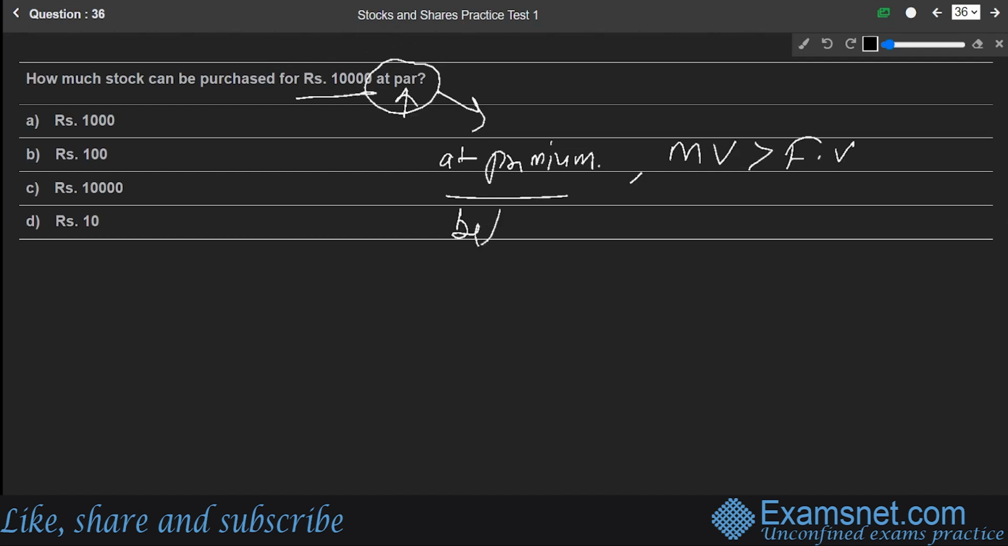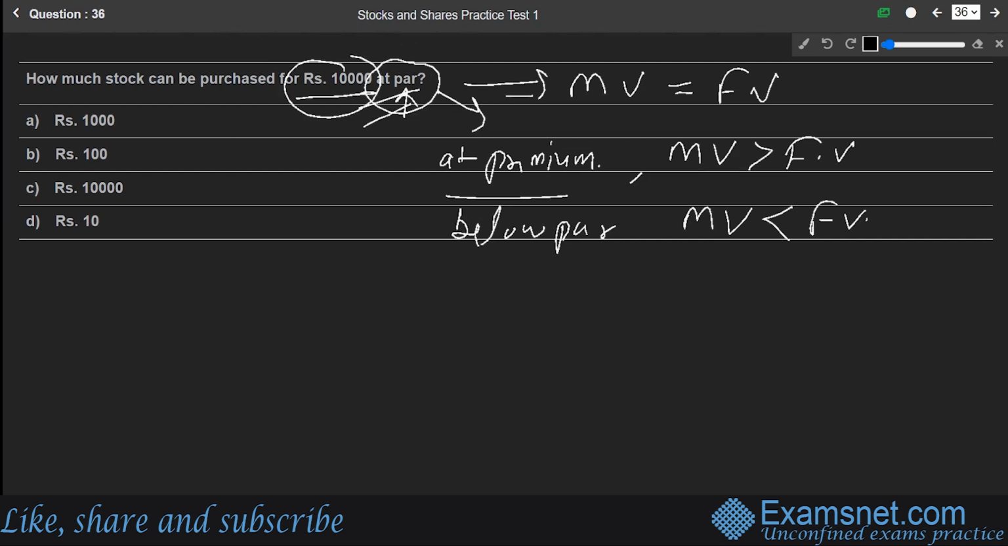If he had said below par, then we would have said that the market value is lesser than face value. But he has said at par, that means the market value of each share is equal to face value only. So when the market value is face value and he is asking what can be purchased for rupees 10,000, the market value will be equal to face value again. So face value is also equal to 10,000. So that will be the market value itself. So how many stocks can you purchase? You can purchase the stock of 10,000 rupees only because it is available at market value or the face value itself. So directly the answer becomes rupees 10,000, option number C.